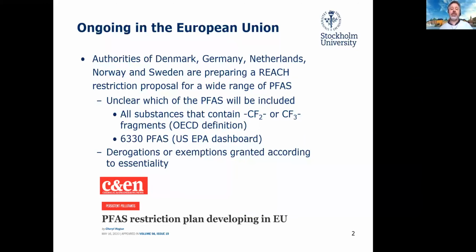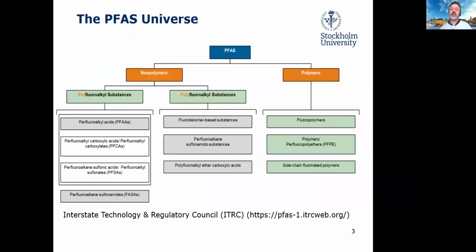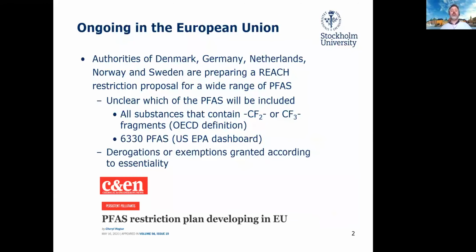And Lisa used the OECD list number, which is 4,700 and something. But the US EPA also have a number, which is 6,330. But actually these numbers are quite an underestimate of the number of substances which have CAS numbers with a CF2 or a CF3 fragment in. And we also know that derogations or exemptions will be granted for some of these uses if these uses are considered to be essential. And I'm going to talk more about that as we continue.